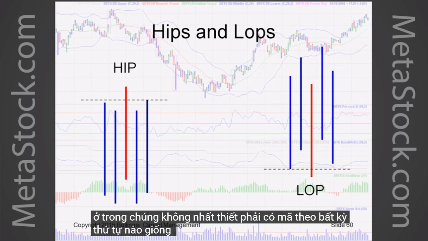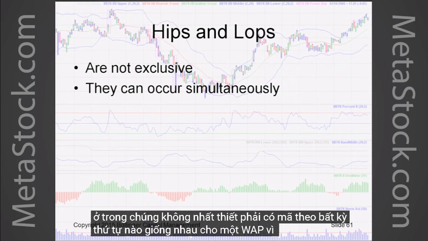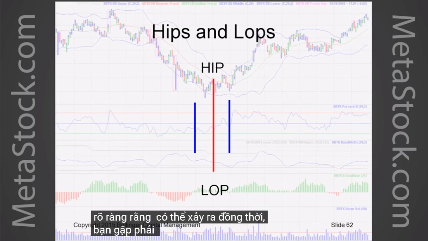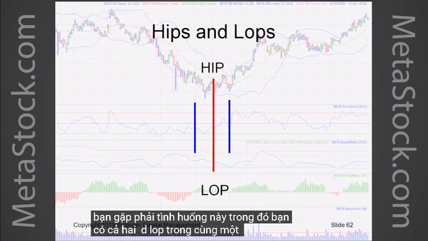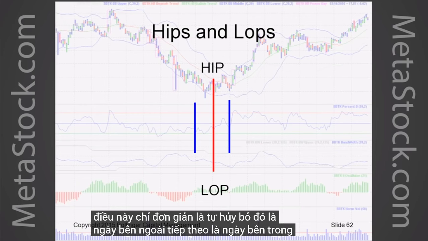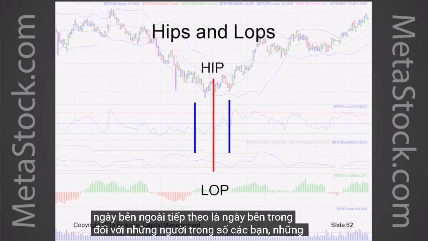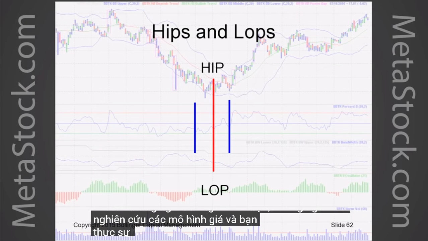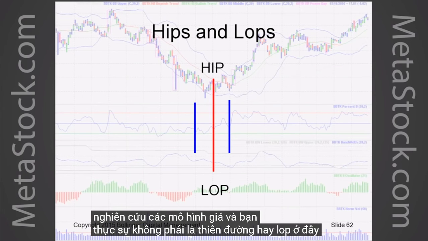The same for a lop. So they're not exclusive. They can occur simultaneously. You get this sort of situation where you have both a hip and a lop in the same bar. This simply cancels itself out. It's an outside day followed by an inside day for those of you people who study price patterns. And you have actually neither a hip nor a lop here.